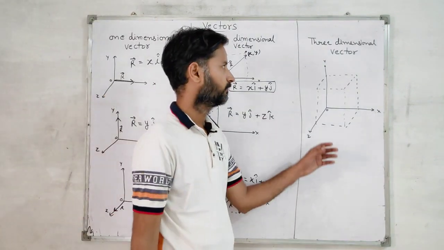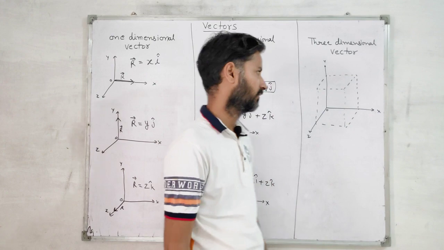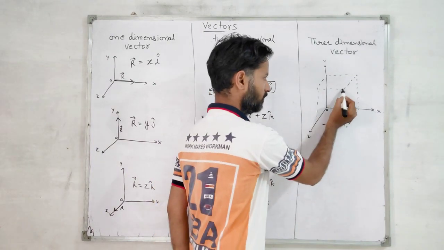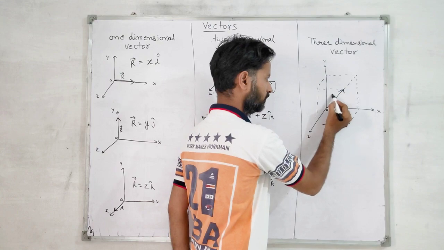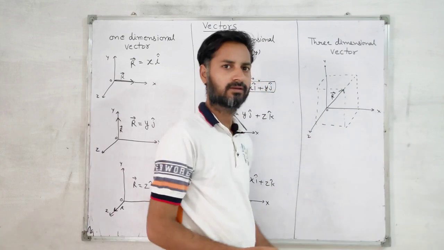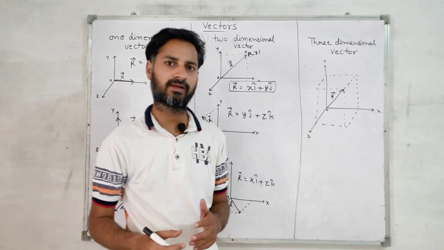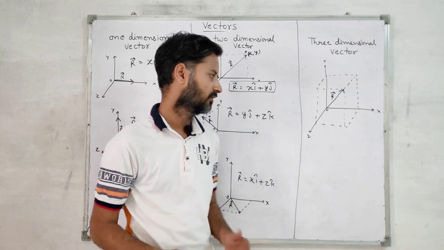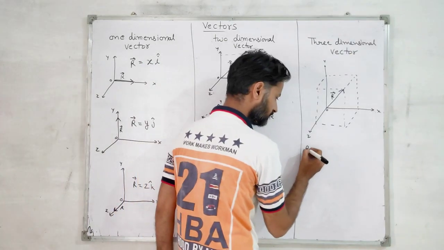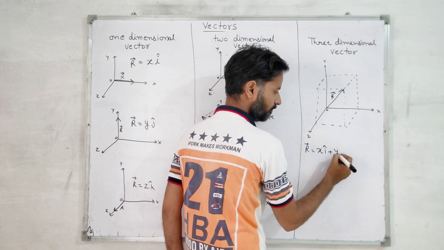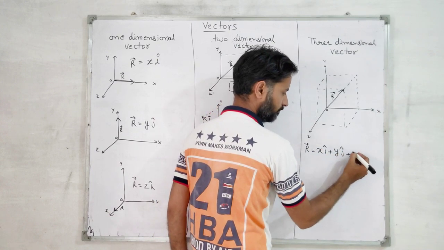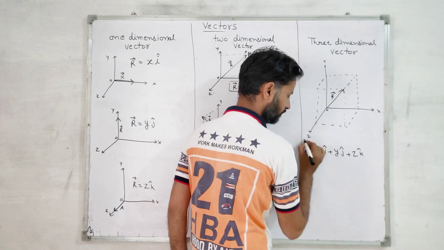If we have a three-dimensional vector like this, then it will have three coordinates x, y and z. So the vector can be written as x i cap plus y j cap plus z k cap.